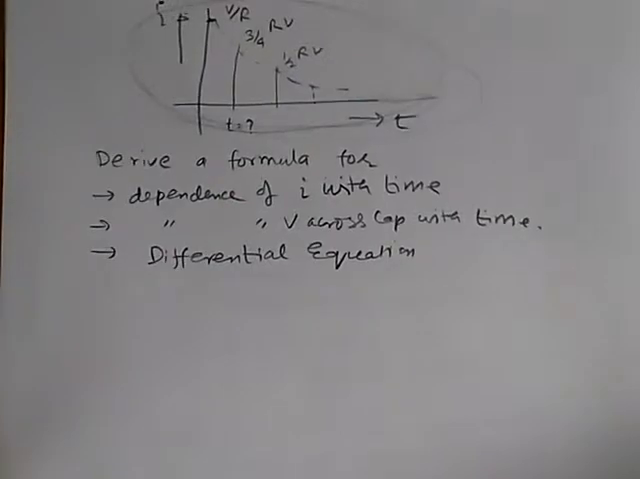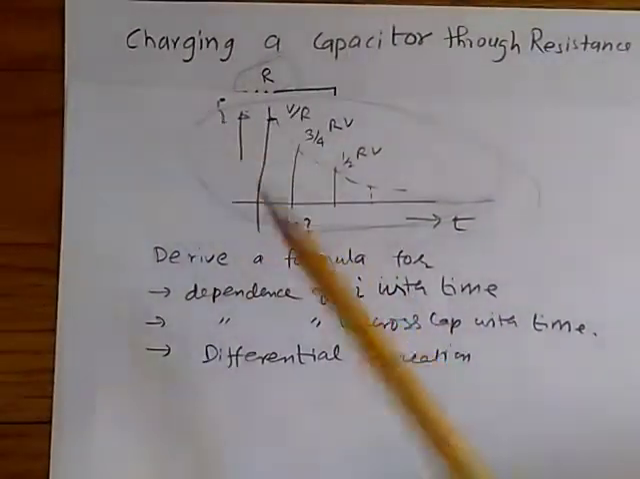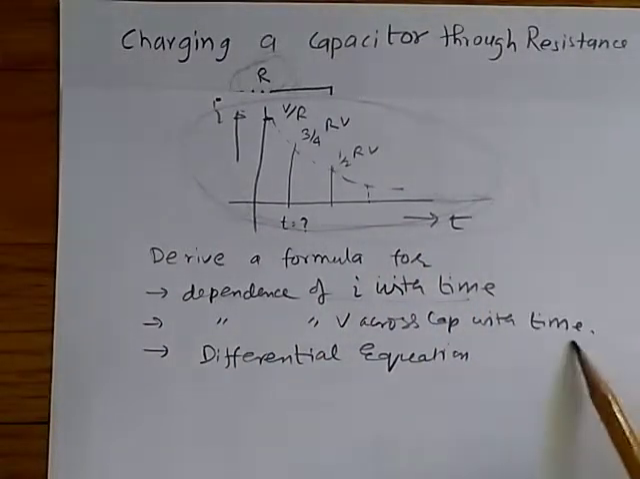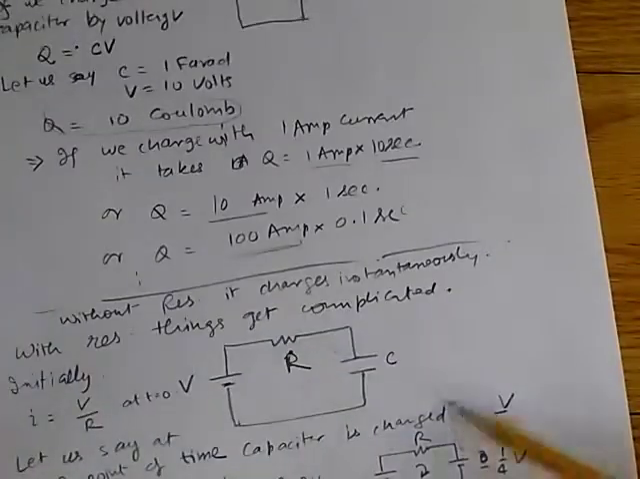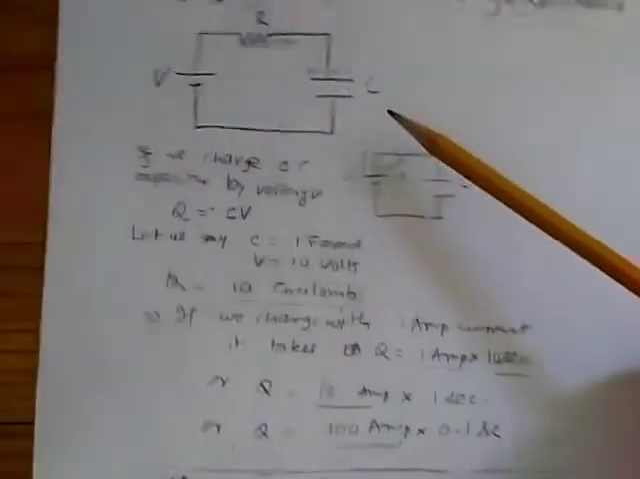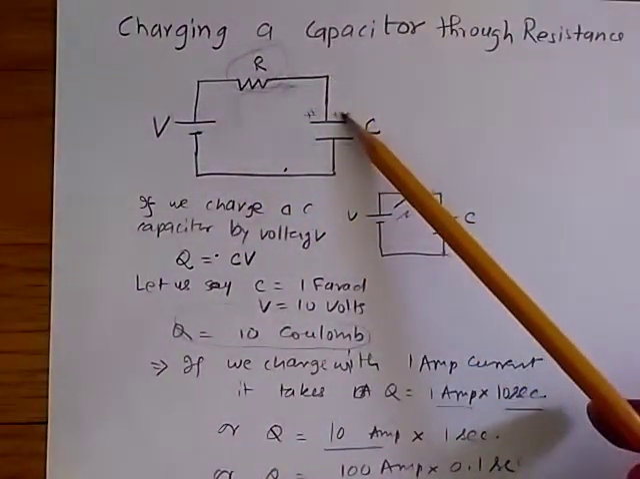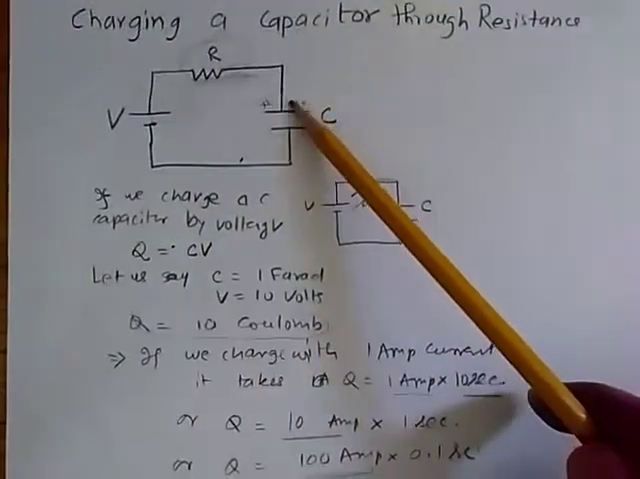Now what we have to do is derive a formula for the dependence of this current I with respect to time, and we also would like to know the dependence of the voltage across this capacitor C with respect to time, because the voltage on this capacitor does not instantaneously reach V. Because of this resistor, it takes some time to reach it.